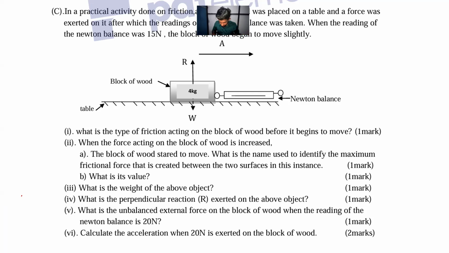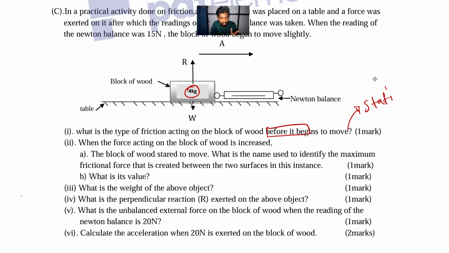Here there is an object with 4 kilograms. And they are going to apply a force and try to push that wooden block. What type of frictional force is acting on the block of wood? You know, before. What is the name? Before means static. Static frictional force is the one I already discussed the definition of, right? The frictional force that acts on the object before the motion. And there are two others, limiting and dynamic.